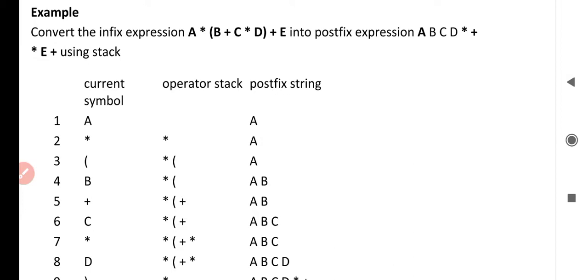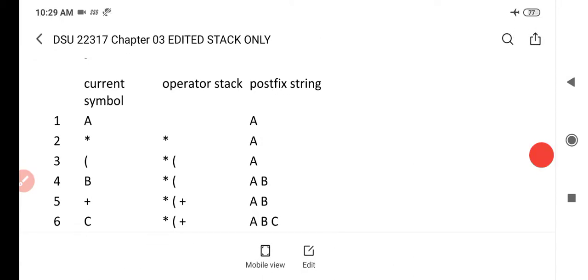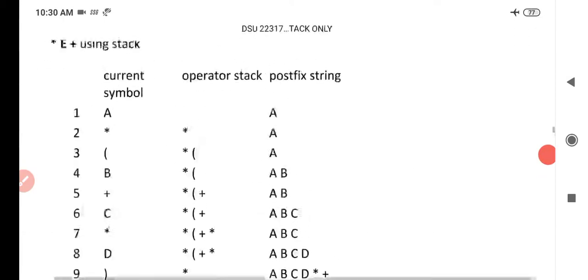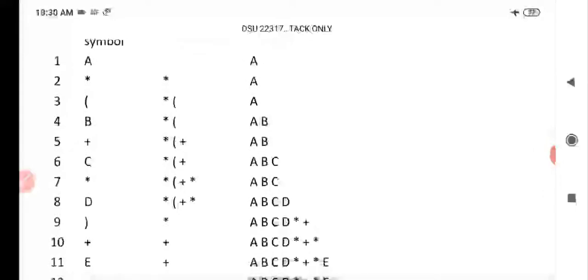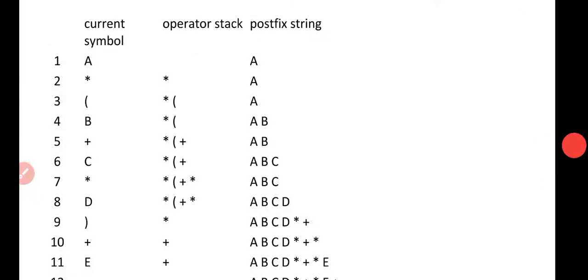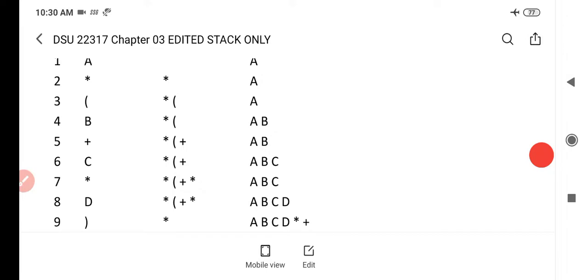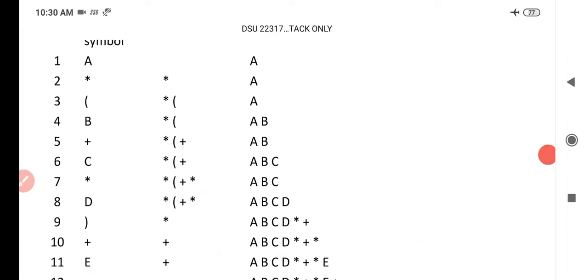So your first step says that you have to just scan all the symbols. First, a is an operand, just directly put it into the postfix expression. And after that, multiplication is there, right? Multiplication will be in the operator stack. Opening parenthesis is there, it will be in the stack.